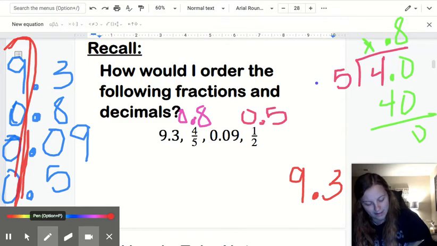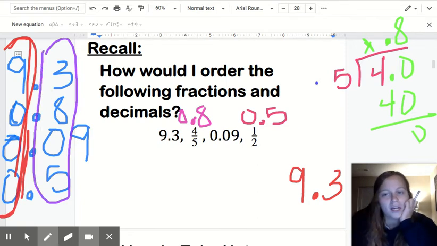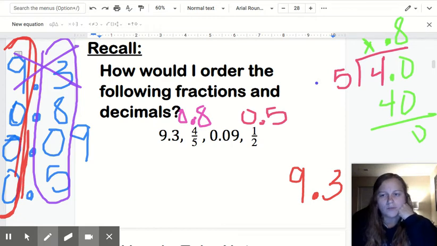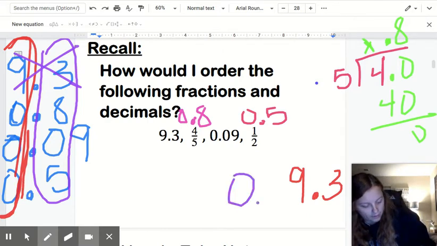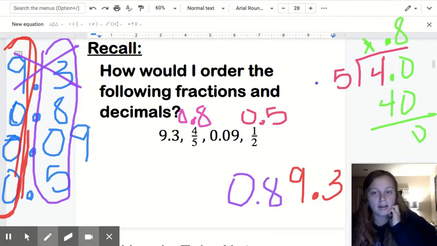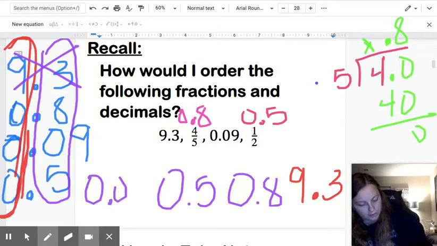Then I like to look at the tenths column. So I've got some ties here, or not some ties. I've got 3, 8, 0, and 5. Well, the 3 was already used. 9.3 was already used, so I don't even need to look at that. So now I'm on to 8, 0, and 5. Well, the next biggest one is 8. So 0.8. But I still got some left over there that aren't tied. So next I can move on to my 0.5. And last but not least, my 0.09.